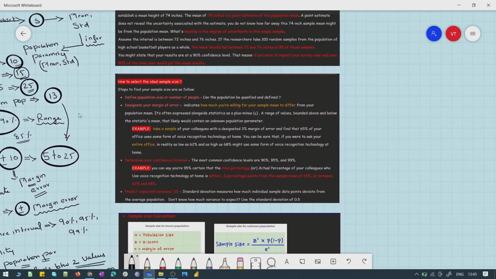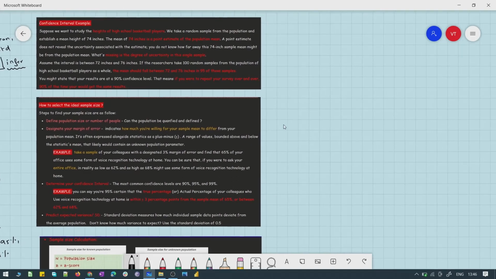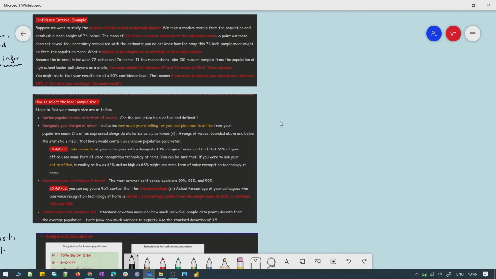Now, how do you identify the right sample size? What are the steps involved in it? I have listed them down here for you. The first and foremost step is that you have to clearly define the population. The population has to be clearly defined and properly quantified. That is important. The first step is defining and quantifying the population. You need to define the population in a very clear statement, and you have to quantify it.